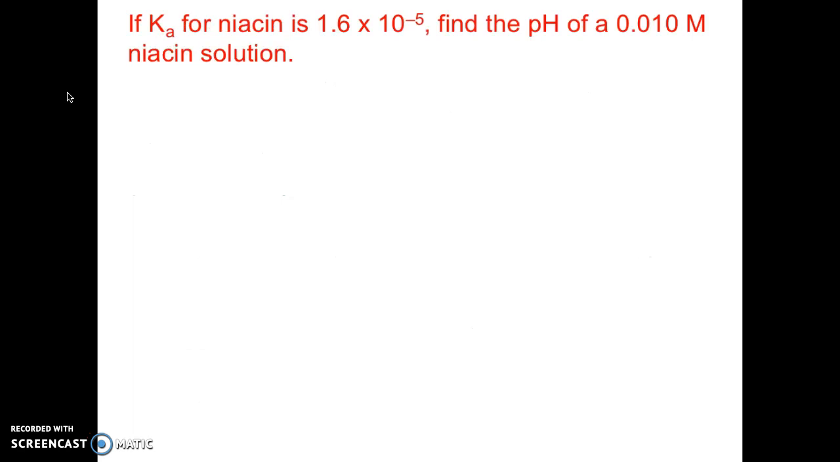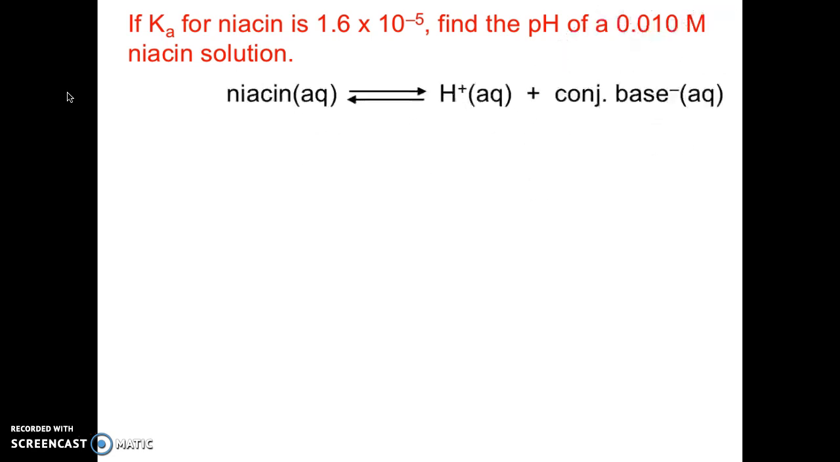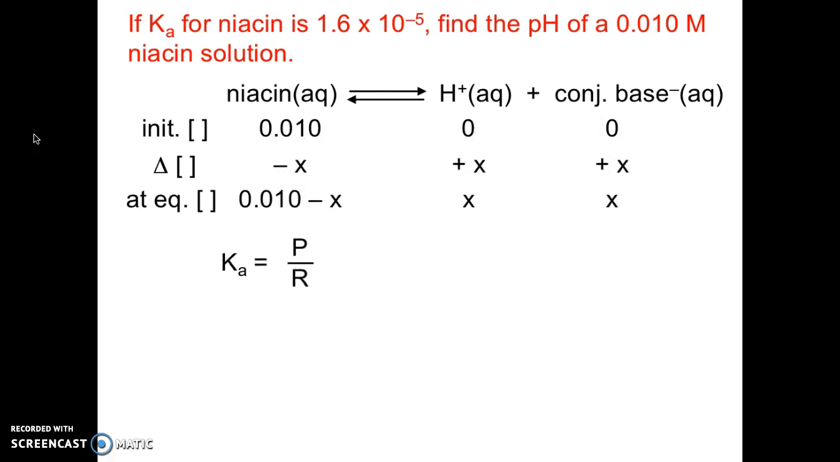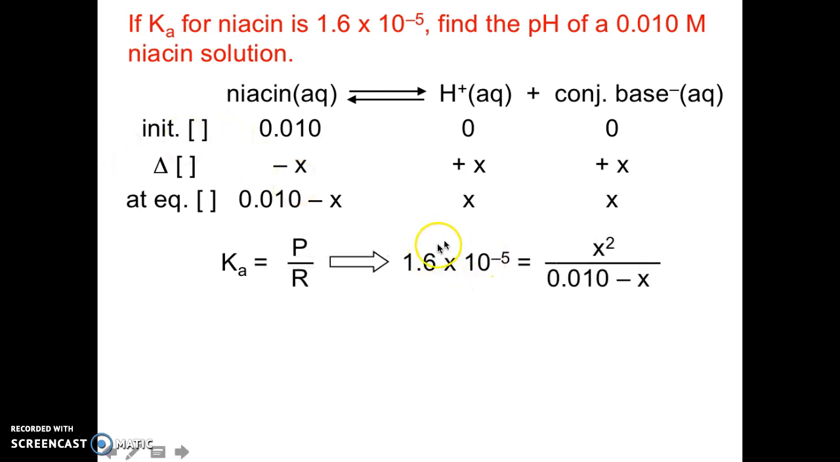I'm going to show you that shortcut here in a second. Now, if the Ka for niacin is 1.6 times 10 to the negative fifth, can you find the pH of a particular molarity solution? You can actually. So here's what it looks like. Again, there's our ICE table, right? And so this time we're changing the molarity to this right here. And so we set this up exactly the same, right? Now what we're going to do is we're going to do this. Ka is products over reactants, right? So I'm giving you Ka, and you can plug in this quadratic here.